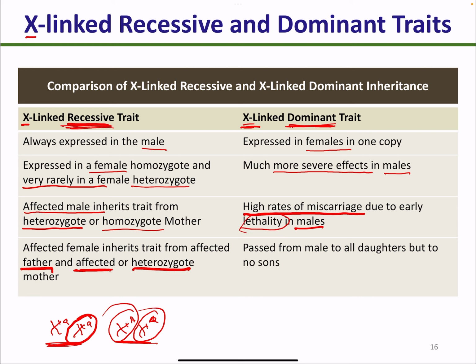Now, the dominant allele is going to be passed from a male to all daughters regardless, but never to a son, because a father has an X and a Y. The Y doesn't have any dominant feature. So therefore, males can never receive that trait. All right.